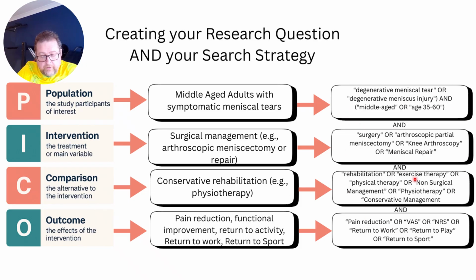Now the other one is or. Now or, where are we here? It's just there. So or will find results with either term in them. So for example, it will be looking at middle-aged or age 35 to 60.